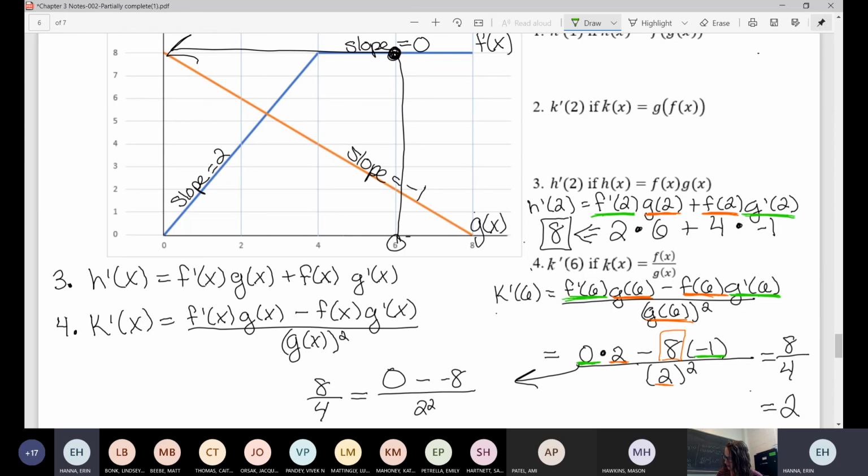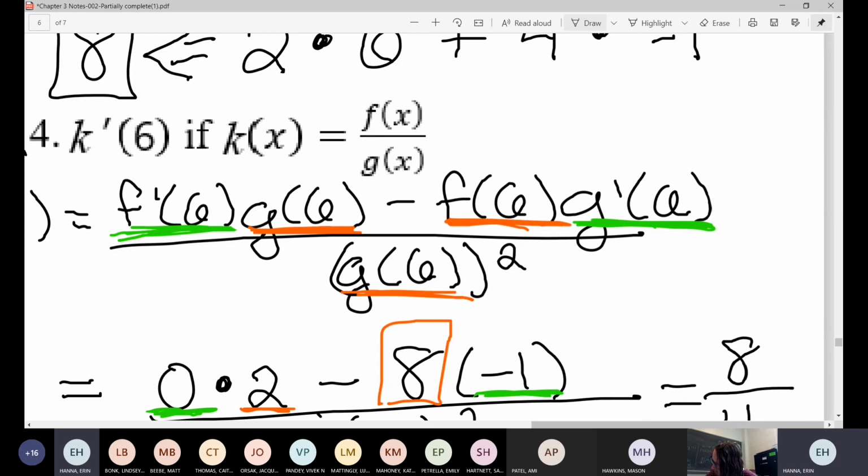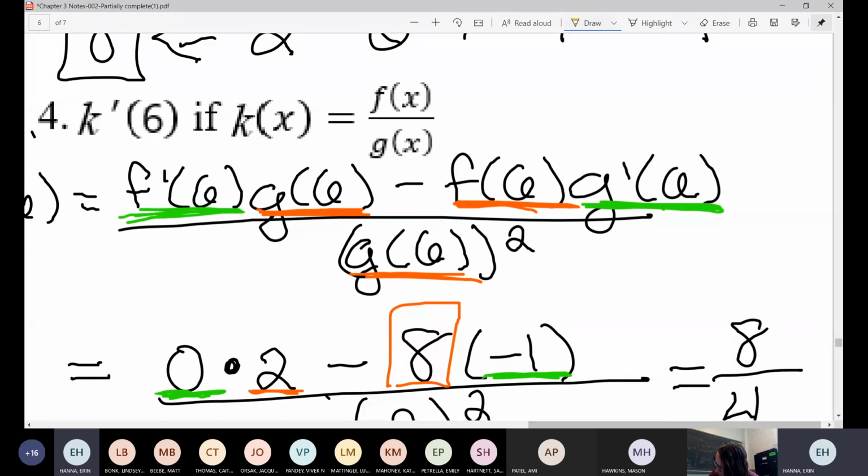Let me zoom in a little bit because they're tiny. Does it have a prime or not? Does it not have a prime? If it's got a prime, this is the slope. If it doesn't have a prime, it's the y value. So the derivative versus the original function.